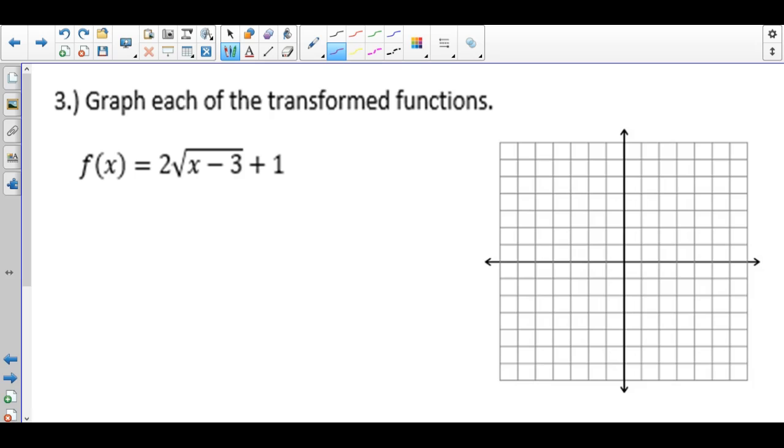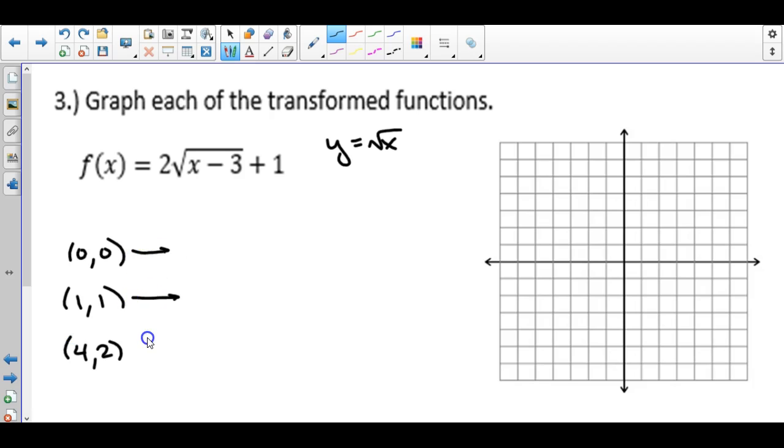So now we're just going to do some transformations. So we'll start off with some key points analyzing each of the functions here. My parent function in this case being y equals the square root of x. So the square root of 0 is 0, the square root of 1 is 1, and the square root of 4 is 2. So I'm going to start off with these three points, and then we'll transform them.